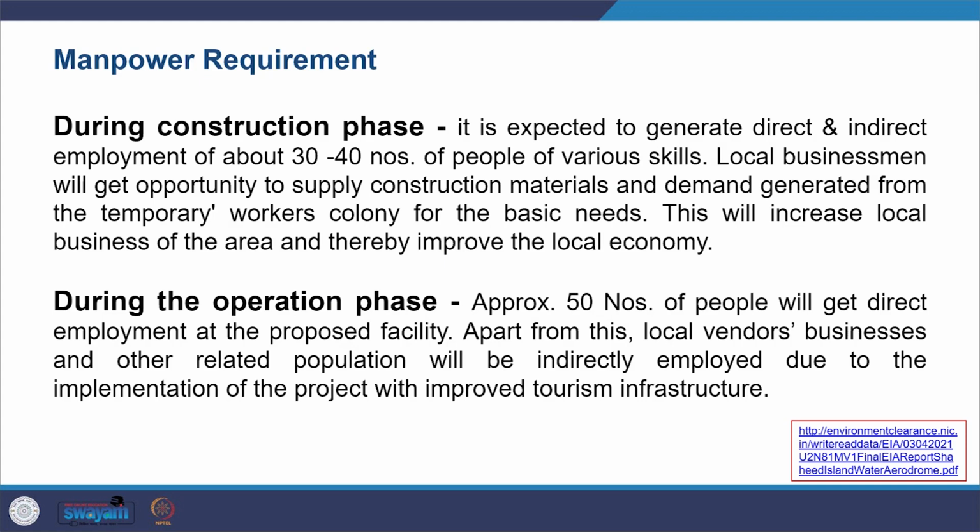And then you also see the manpower requirement, what they have calculated and estimated: direct and indirect employment of about 30 to 40 people, of various skills. And then they also highlight that local business will get the opportunity to supply construction material, and demand will be generated from the temporary workers' colony for basic needs. And then there can be an increase in local business.